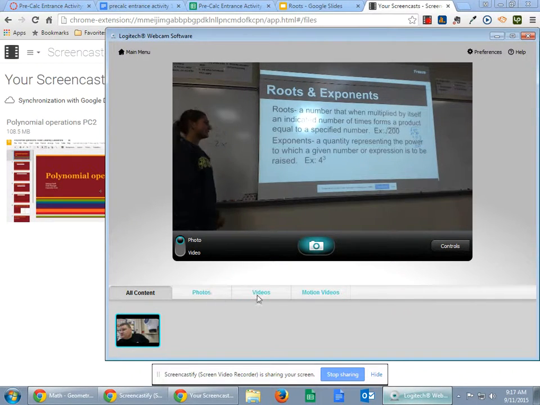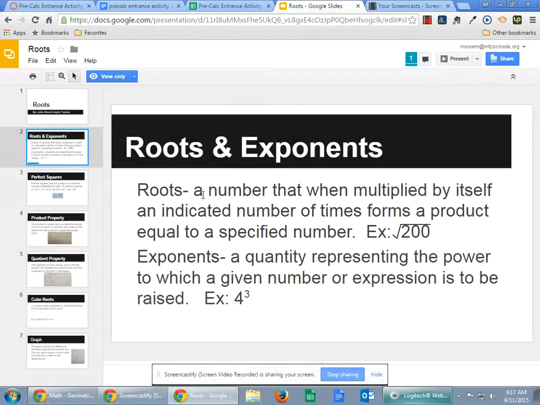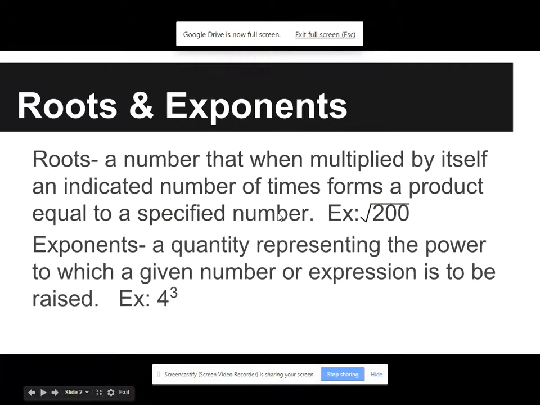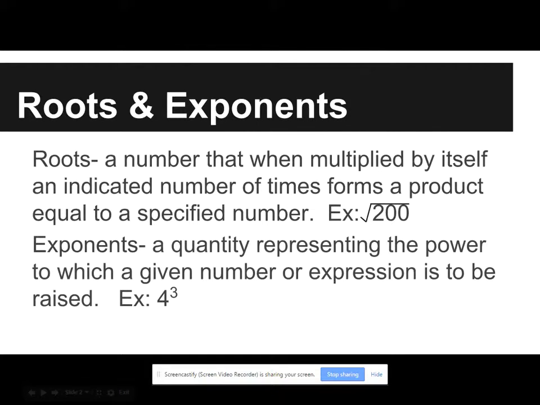Okay. And exponents are quantities representing the power to which a number or expression is to be raised. An example would be 4 to the third. You just have to multiply 4 times 4, which would be 16, times 4. Right, and then you bring the 4 down. 16 times 4 is 64.